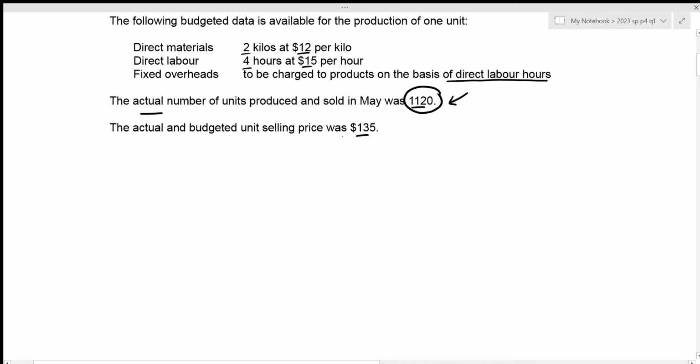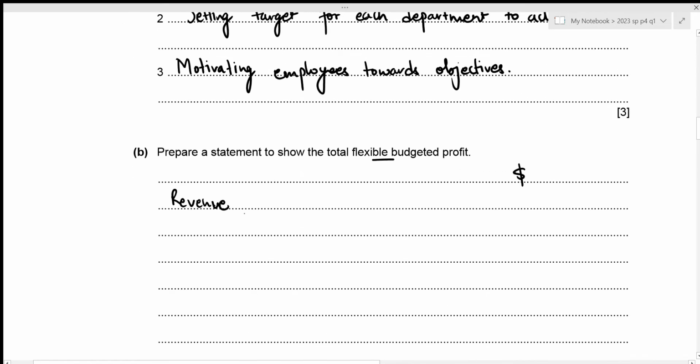And we're also told that the unit selling price was 135. So now in order to figure out the total revenue, we just need to multiply these two numbers. Let's do it. That will be our total units, which is 1120, times our selling price per unit, which is 135. And this gives our total revenue to have the value of 151,200. Now we can move towards our costs. So the very first one will be direct materials.